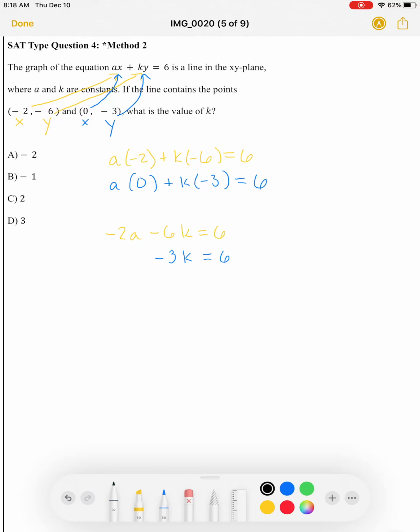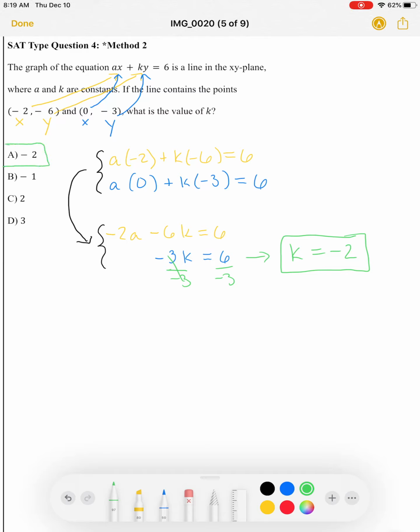I'll separate these two so we know this is the first system and we're rewriting it to the second system. Now, looking at the second system, you should recognize that you can solve for k in the second equation by dividing both sides by negative 3, which means k is negative 2. So we just found the value of k, which is still option A, negative 2, but by solving a system of equations.